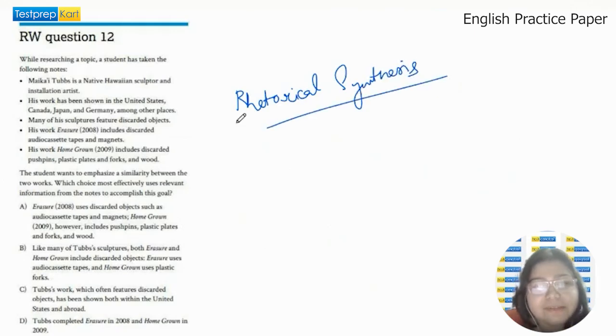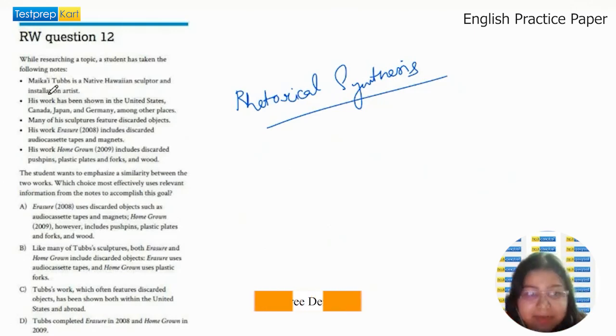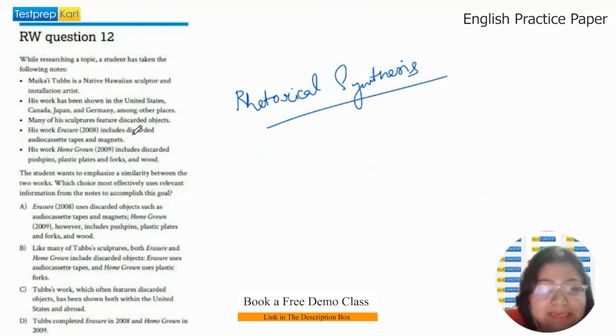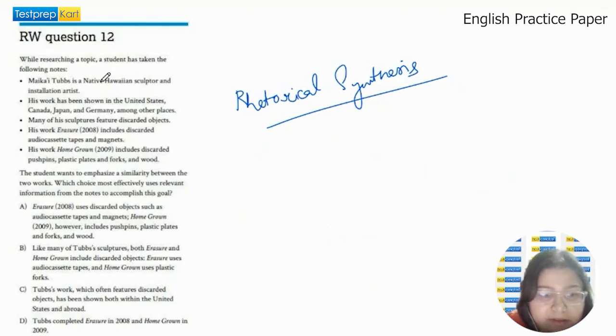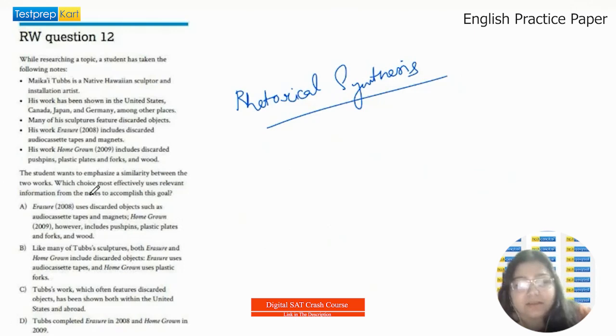Rhetorical synthesis questions come in points, but don't treat these as individual points. These are supposed to be read as a passage. A passage or a text has been divided into 5 or 6 points, so we have to read it like that. Rhetorical synthesis is kind of like inference, because we have to take information given in these points to justify a statement from these 4 options. All right, so let's read it.